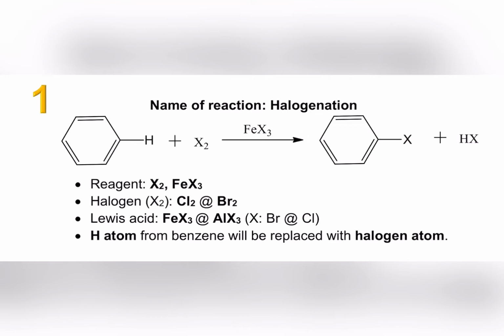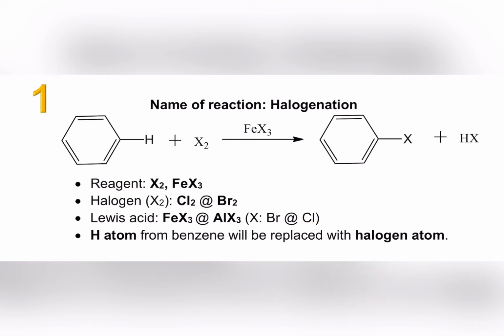The first reaction will be halogenation. When I say halogenation, of course, in this case, I'm going to use benzene reacting with a halogen. And for your information, in this reaction for benzene, it is very important for you to use a Lewis acid. We need to use a Lewis acid because we need to activate the electrophile in this reaction. So the choice of Lewis acid can be FeX3 or AlX3. X can be Br or Cl. So choose whichever you are comfortable with.